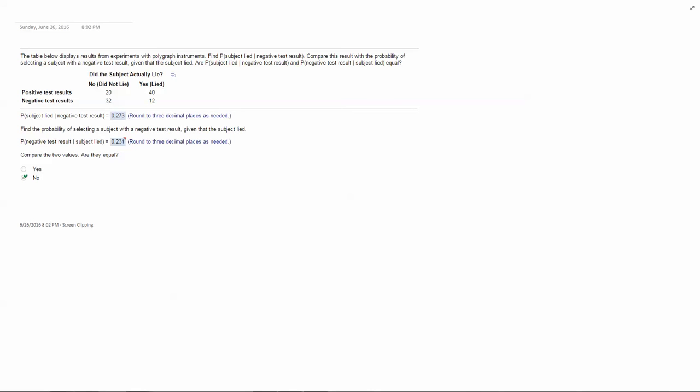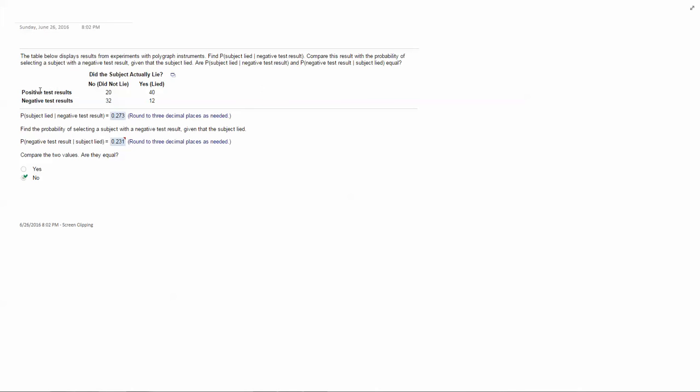The table below displays results from experiments with polygraph instruments. Find P of the subject lied given that a negative test result was received. So we want to find the probability that a person actually did lie given that the test result was negative. Compare that result with the probability of selecting a subject with a negative test result given that the subject lied. And we want to compare those and see if it's the same probabilities.